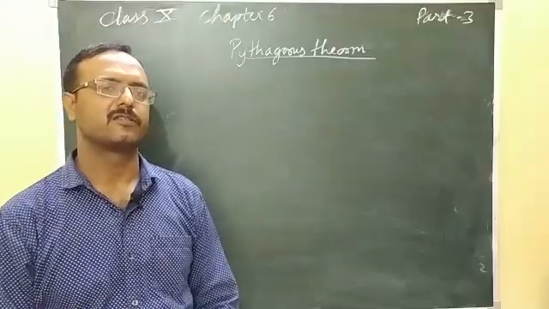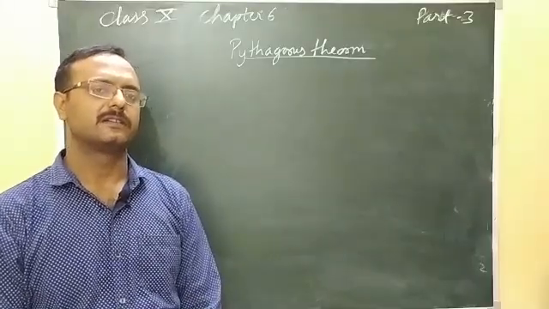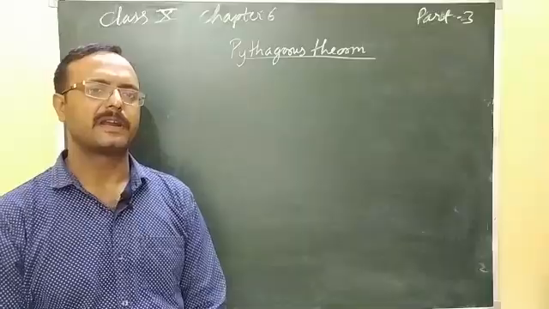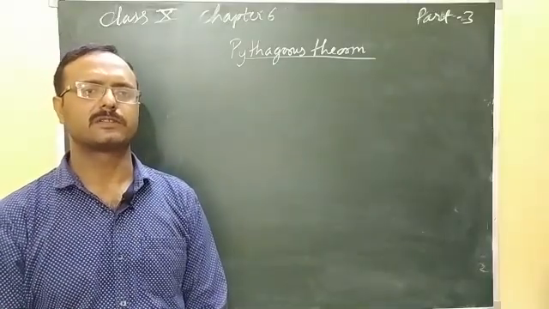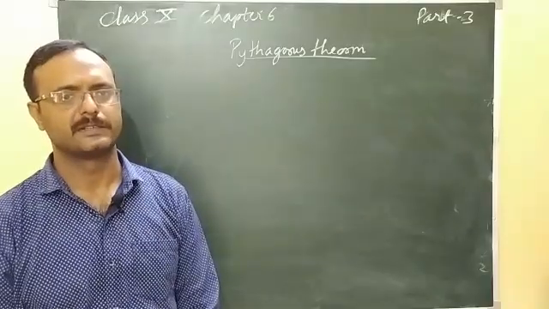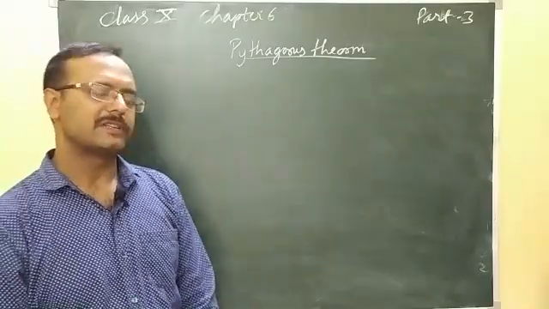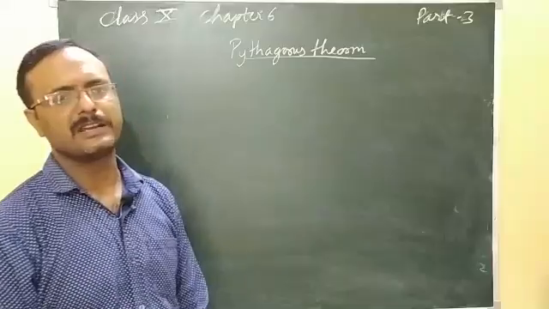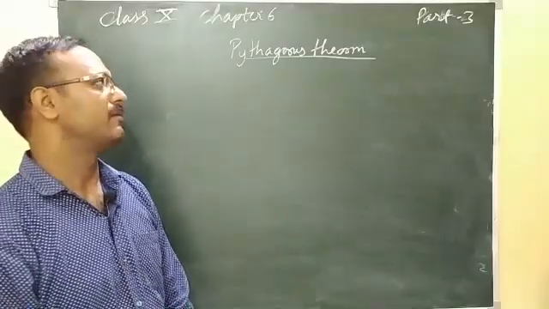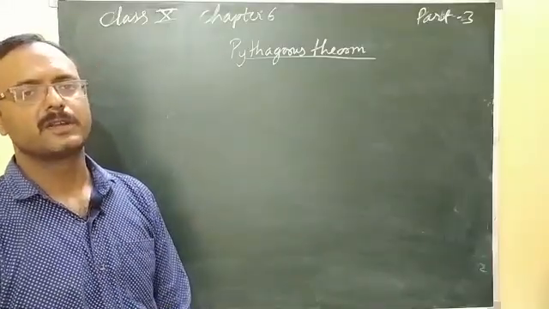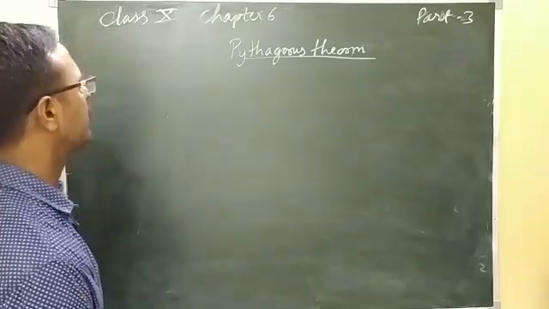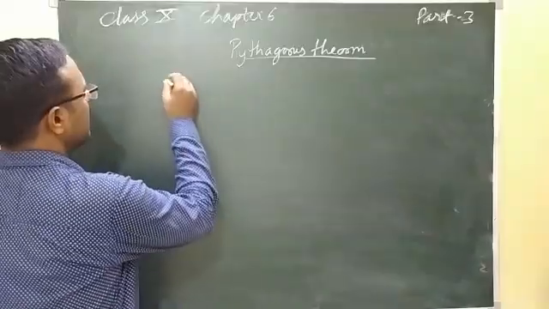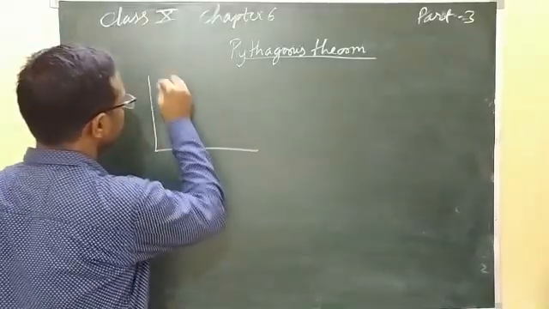You have studied in your lower classes that the Pythagoras theorem is applied in a right angle triangle and the square of the hypotenuse is equal to the sum of the squares of the two other sides. Okay, so what is hypotenuse? It is the side opposite to 90 degree, and we are going to prove this Pythagoras theorem by using the concept of similar triangles. Okay, so first let us take one right angle triangle like this.